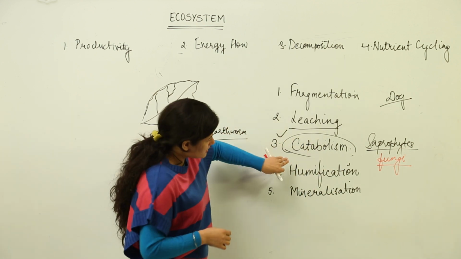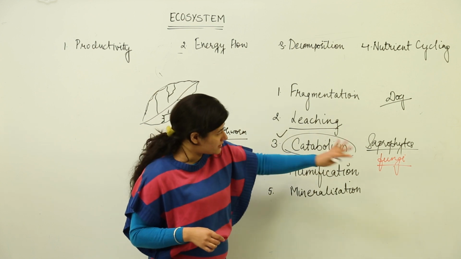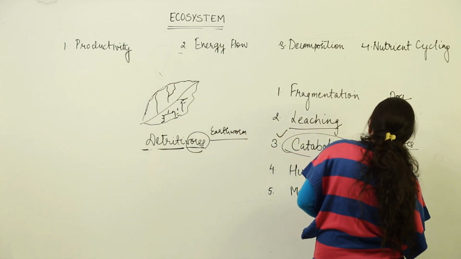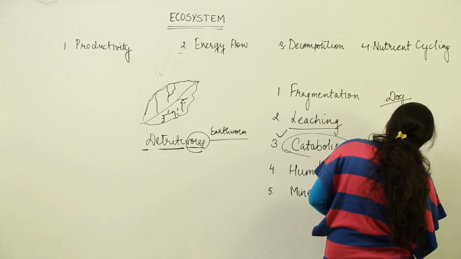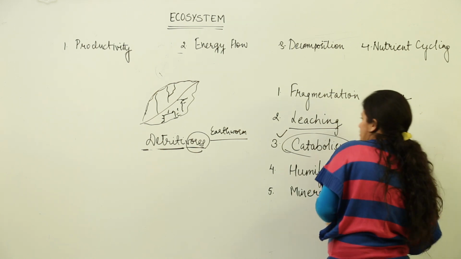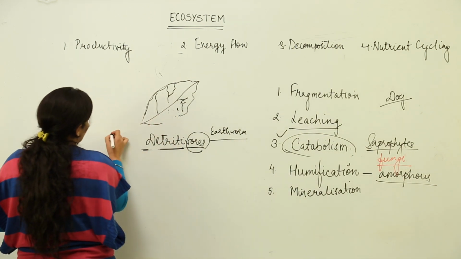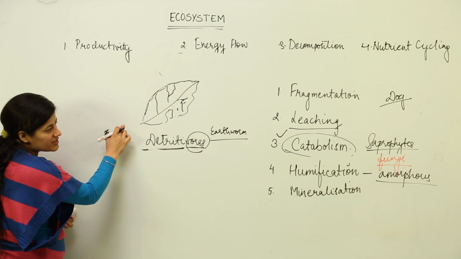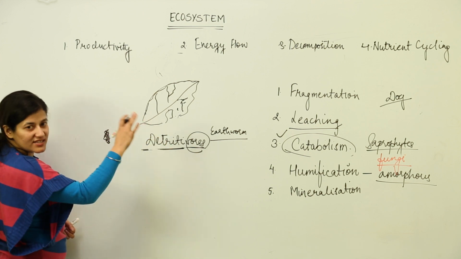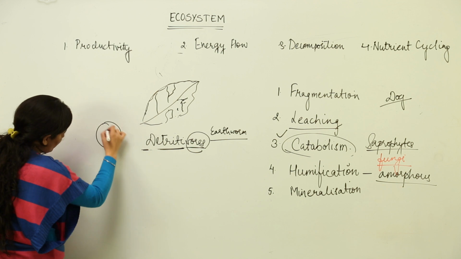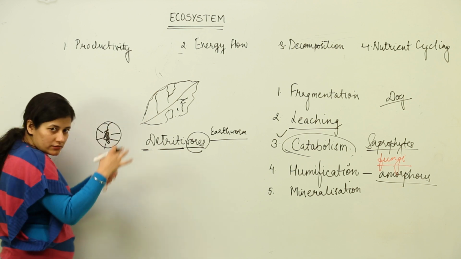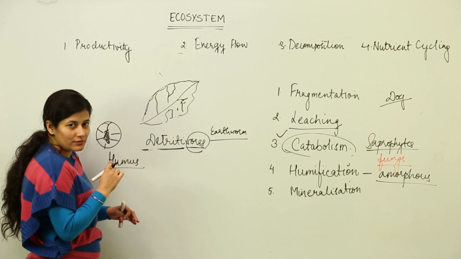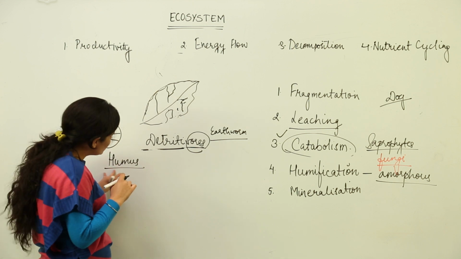Now what happens is that this material which has been catabolized by the saprophytes turns into an amorphous colloidal substance which is known as humus. In humification, this fragment I am taking has been completely digested by the saprophyte. This part would get converted to humus. That means it would take a colloidal formation, which is an amorphous substance.